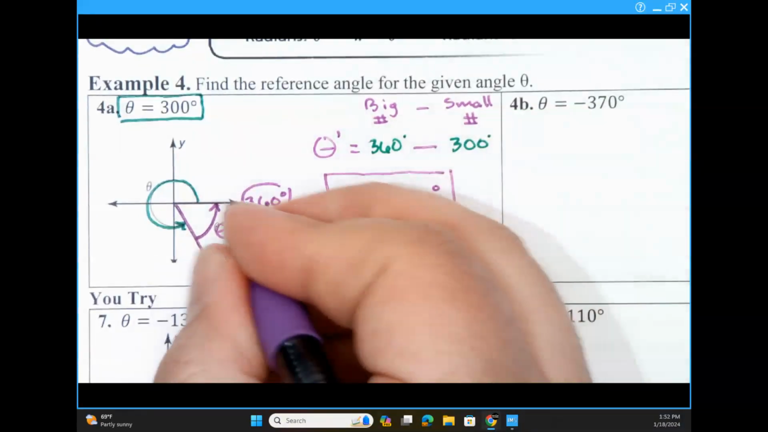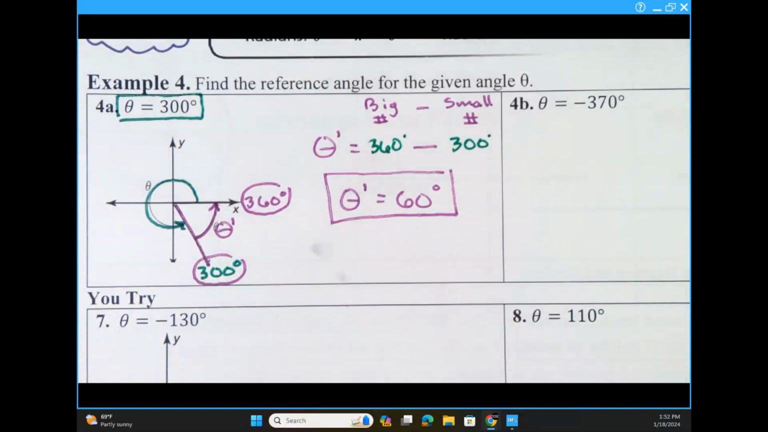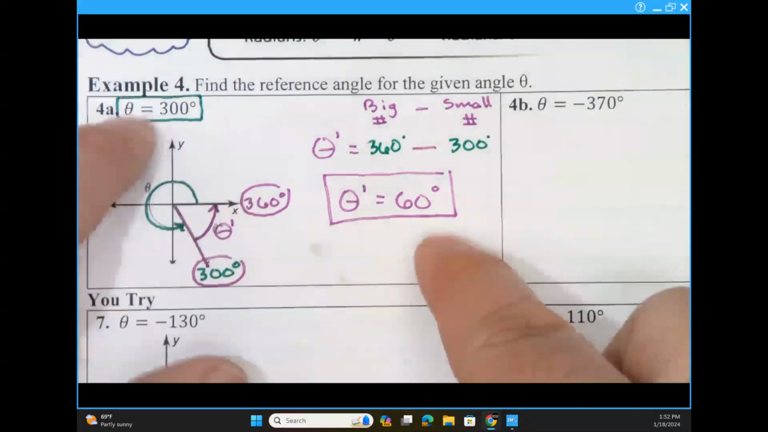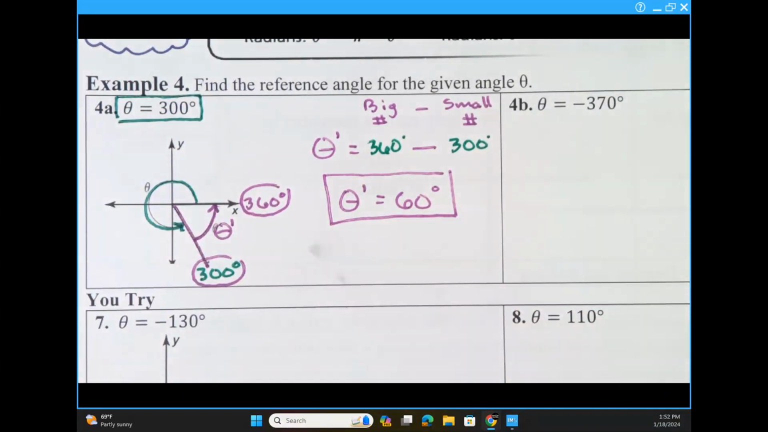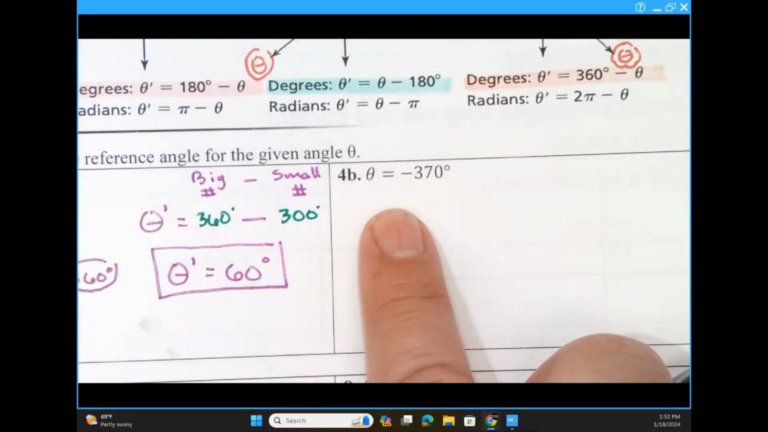That's the little angle right here. 60 degrees and the 300 do have a connection, and it'll come up in the notes. But that's why we need to know how to find reference angles first. All right, so now here we go again. Let's try another one. All right, so I'm looking at this one. Theta is equal to negative 370.